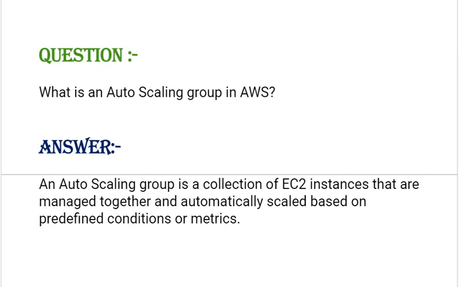Our next interview question is: what is an autoscaling group in AWS? Your answer should be: an autoscaling group is a collection of EC2 instances that are managed together and automatically scaled based on predefined conditions or metrics.